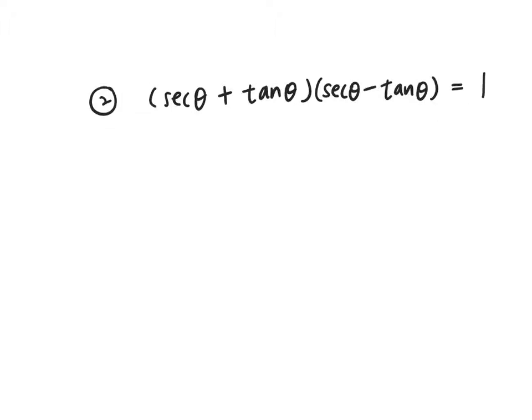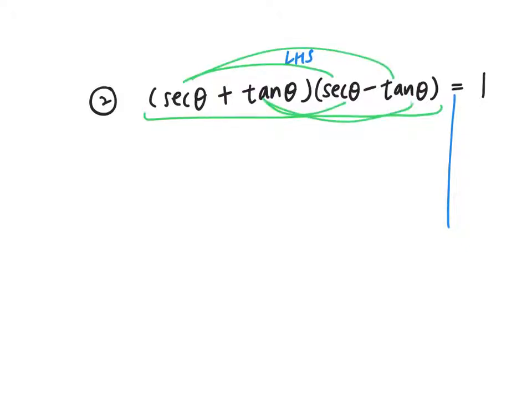Here's another example. I have more going on in the left-hand side, so that's what I'm going to work on. I'm going to do a bunch of work, and at the end it should equal 1 on the left-hand side as well as the right-hand side. So what could I do on this left-hand side? Notice that I can try to FOIL. If I FOIL it out, I get secant squared theta. The two middle terms are going to cancel out because I have negative secant theta tangent theta, and I have positive secant theta tangent theta.